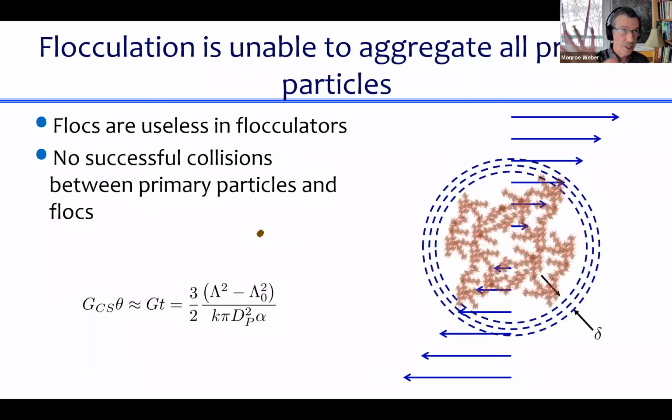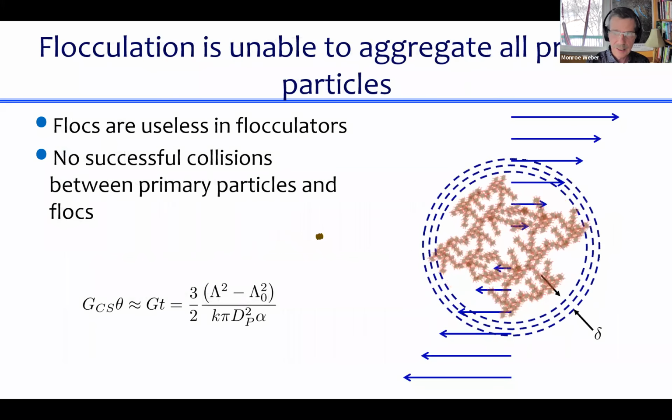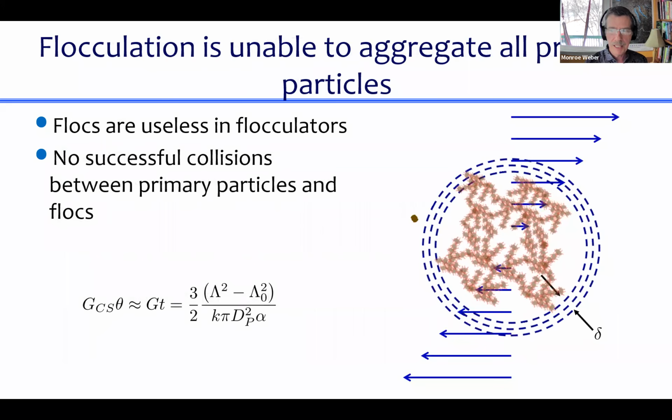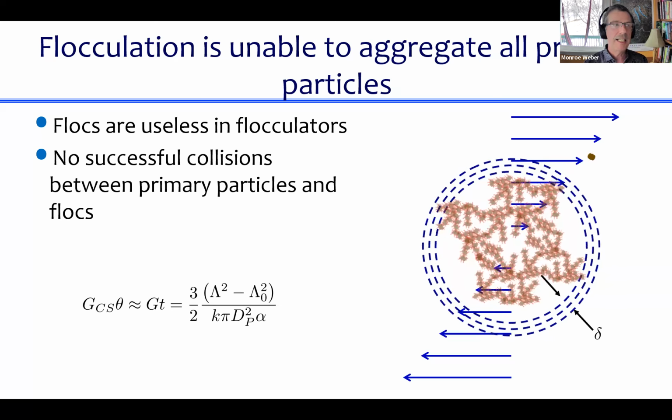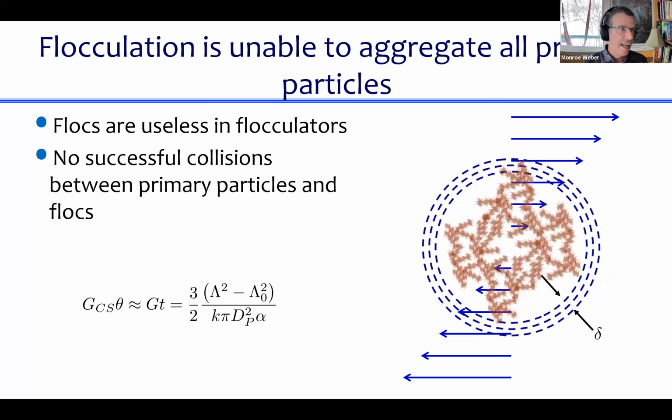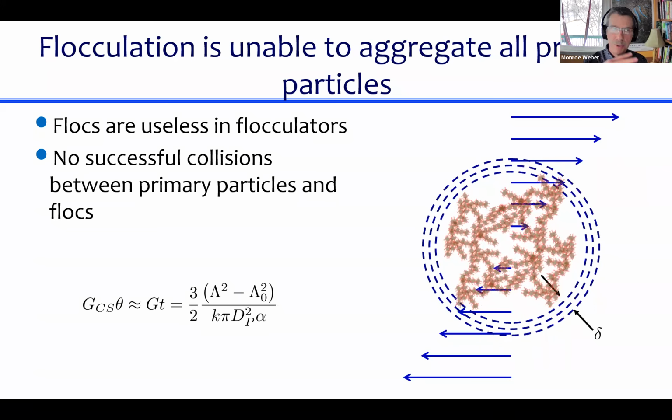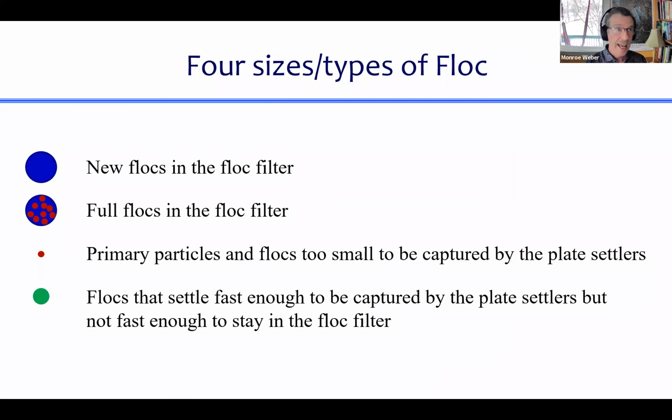And this was a reminder of why. So the small particles can't collide with the big flocs because there's this boundary layer around them that's spinning with the floc. And so the small particles just breeze right by and never come into contact with the floc. So that's our problem. And now for something completely different.